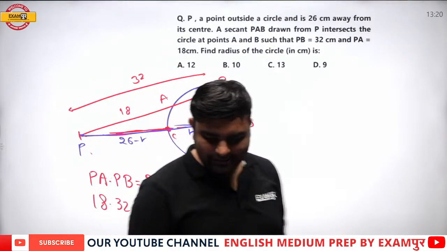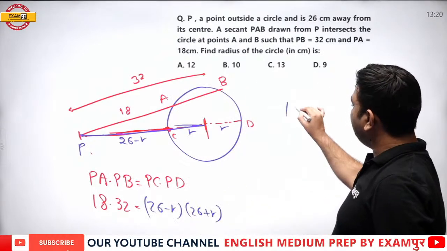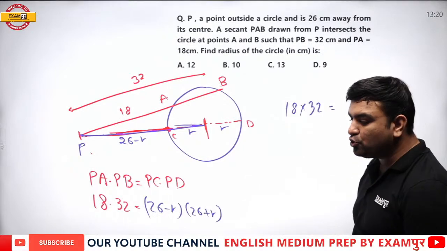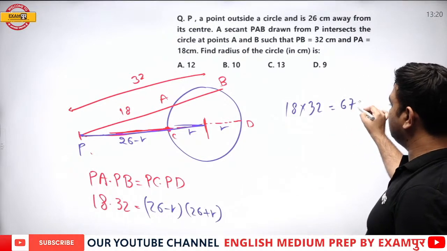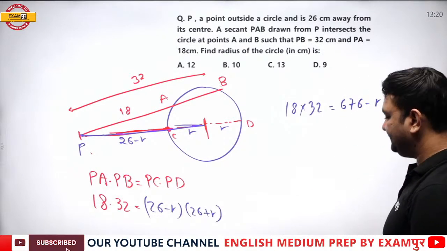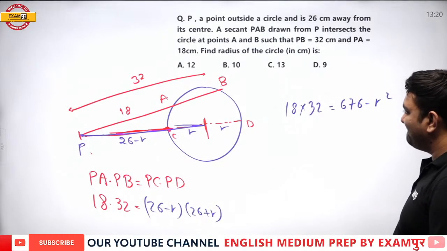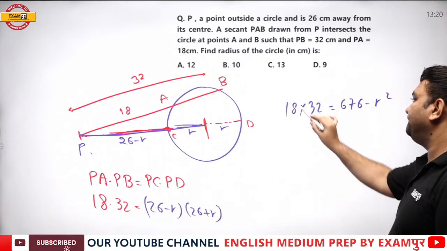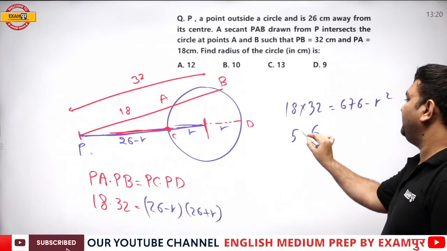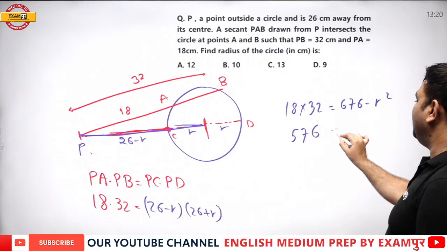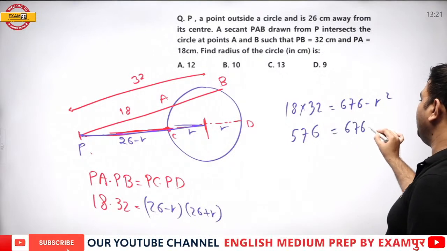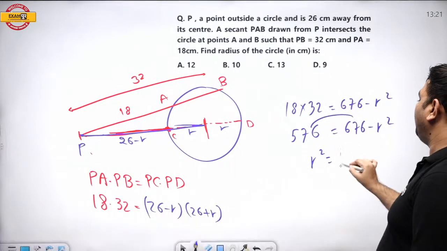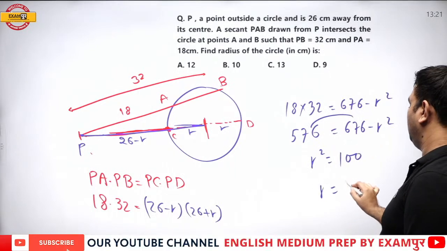Now the question is done. So 18 into 32 is equal to 26 square minus R square, that is 676 minus R square. 18 times 32 is, I think, 576. So 576 is equal to 676 minus R square. R square is 100. R is 10.